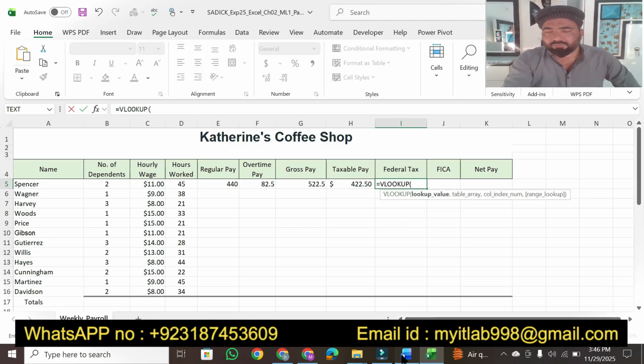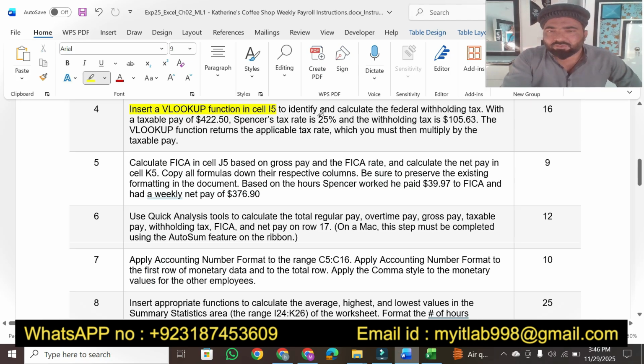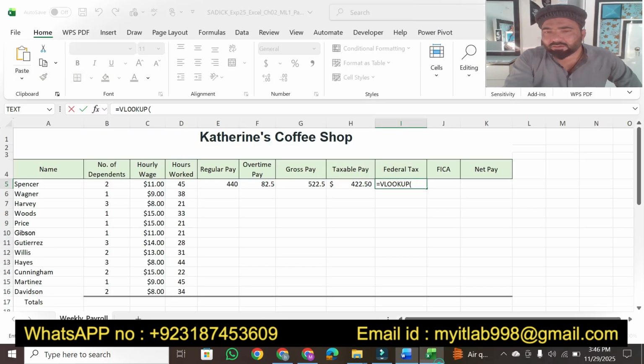Okay, now what value do we have to pass to identify? Then calculate federal withholding tax with taxable pay 422.50. Okay, where is this one?